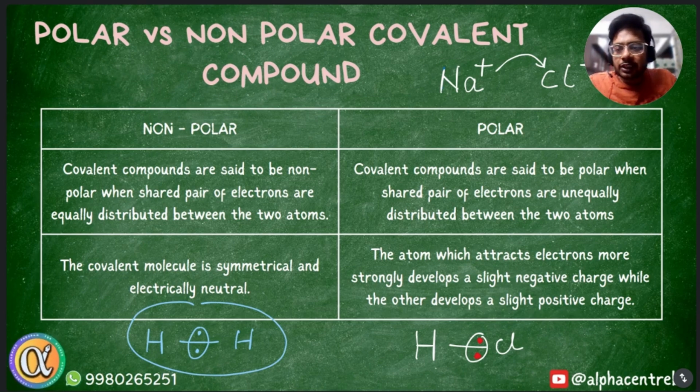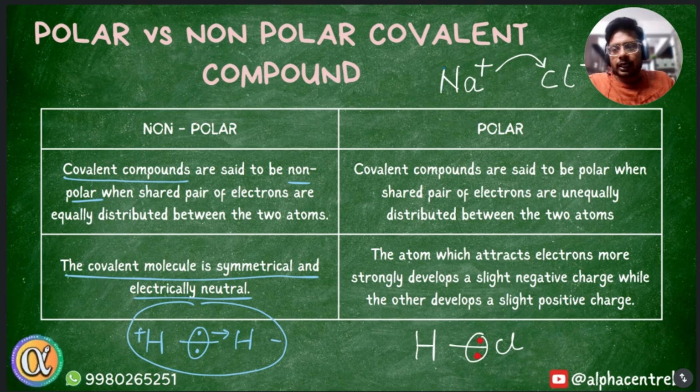Reading through the definition, covalent compounds are said to be non-polar when the shared pair of electrons is equally distributed between the two atoms. One is not dictating terms and trying to pull it closer to itself. The covalent molecule is symmetrical and electrically neutral. So it does not have positive and negative ends. That's what electrical neutrality means.